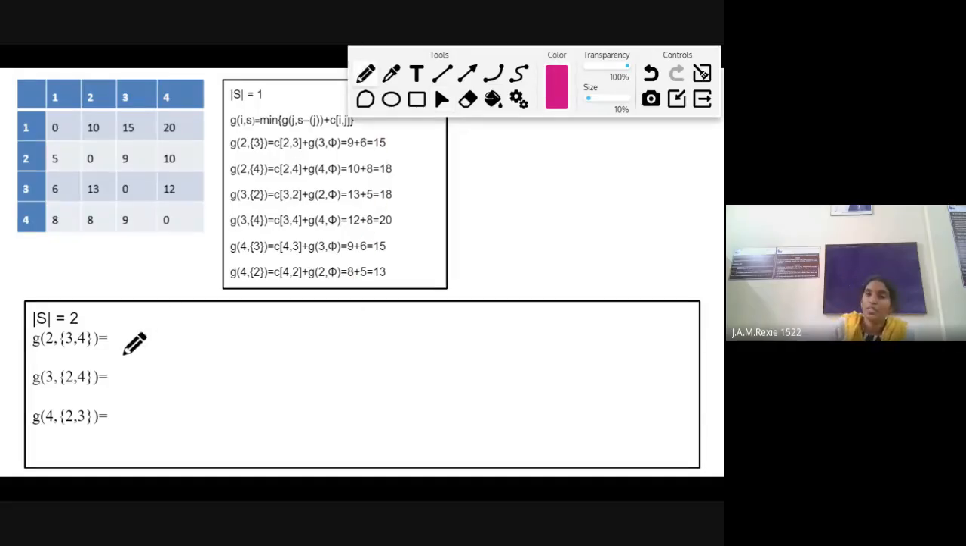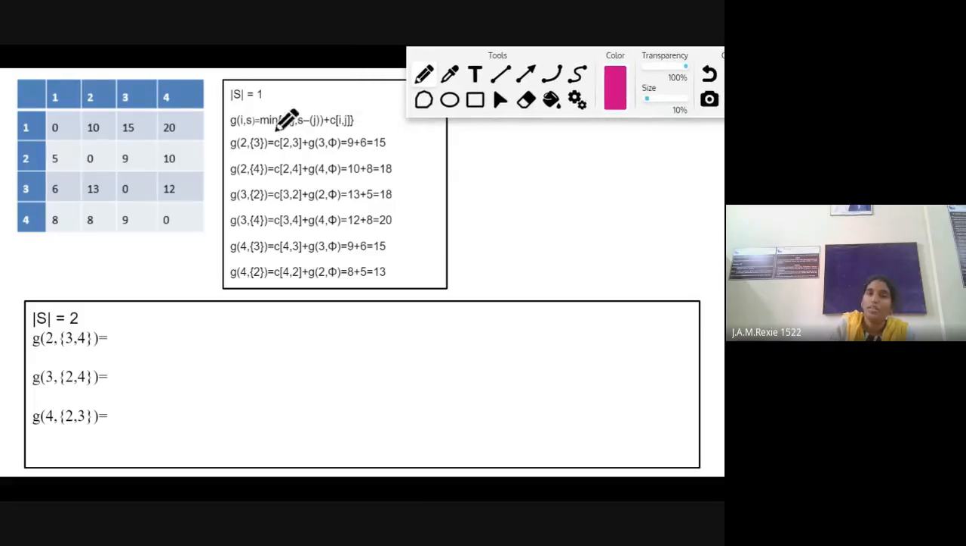To compute this, we have to follow the formula given here. So we have to apply min, where j will take the value from 3, 4. j now has two options; j can be either 3 or 4. First let me take the value of j as 3. Okay, j equal to 3.